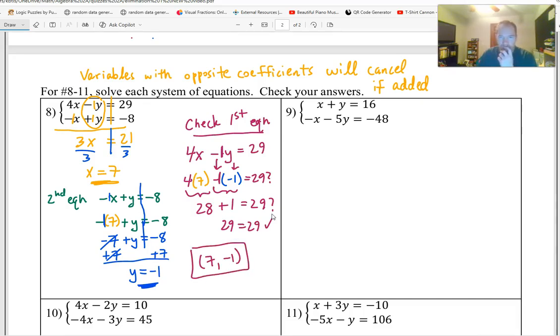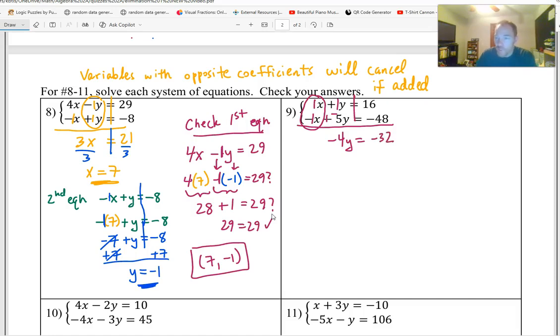I'll kind of get started here with 9 and 10, but I'm not going to do the whole thing, just for time. Number 9, if you notice, we have 1x and -1x. So those are opposite coefficients. Those will cancel if we add these equations together. Keep in mind this would be a -5y in the second equation. So here we're going to get the cancellation, the elimination. 1x plus -1x is 0x. Don't have to write that. That's a +1y plus a -5y would be a -4y. And then 16 plus -48 would be -32.